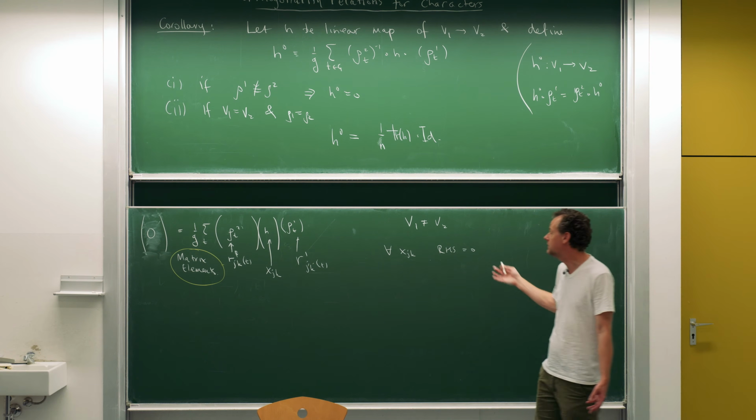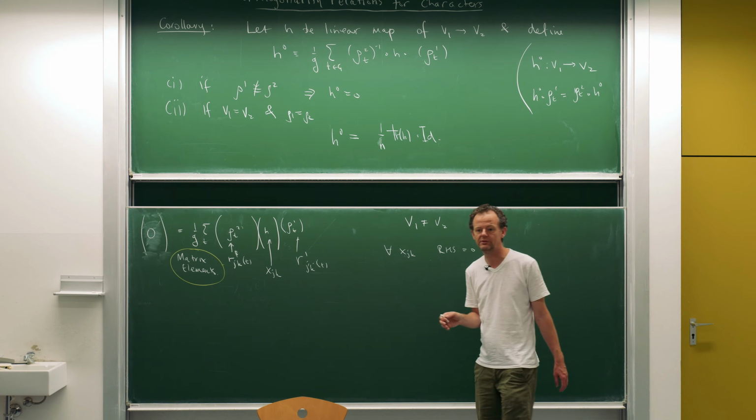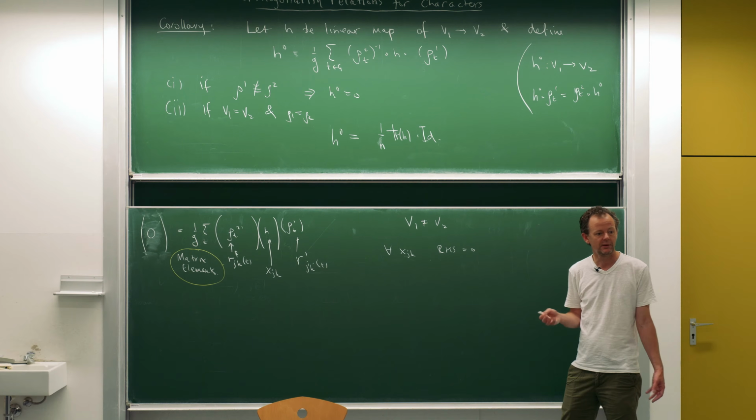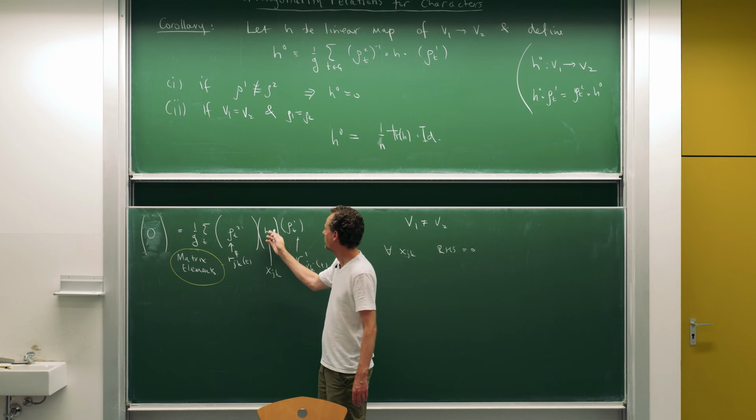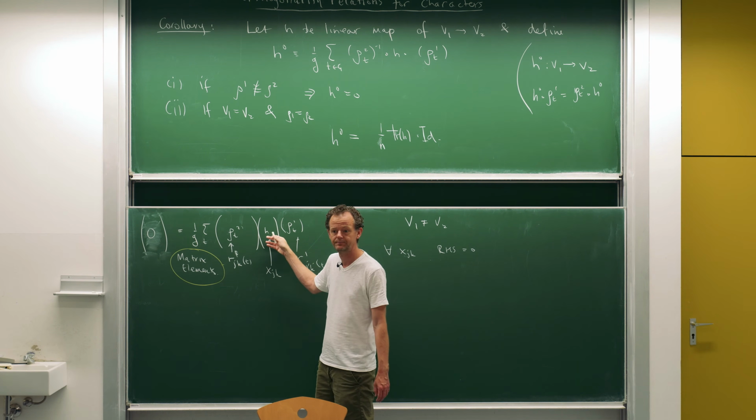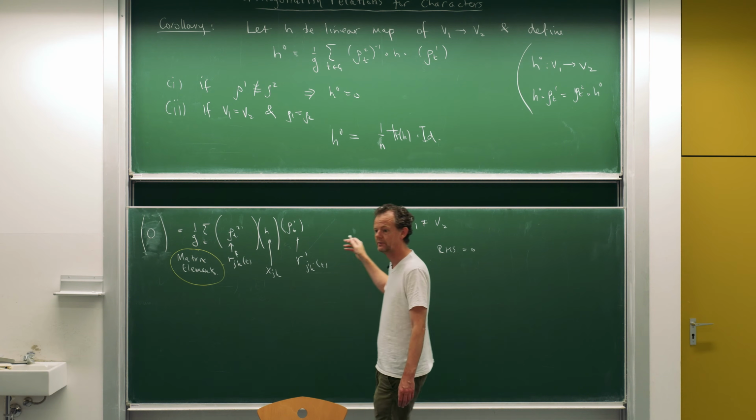And there's a convenient choice of x_jk entries that you can put in there. You could put in the matrix which is zeros everywhere except a 1 somewhere. So let's do that.